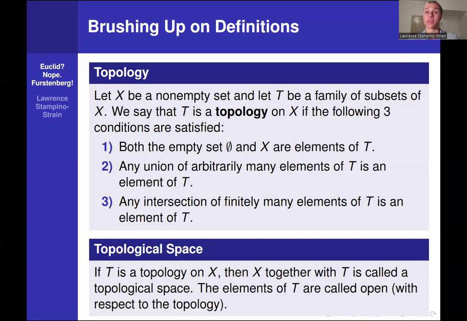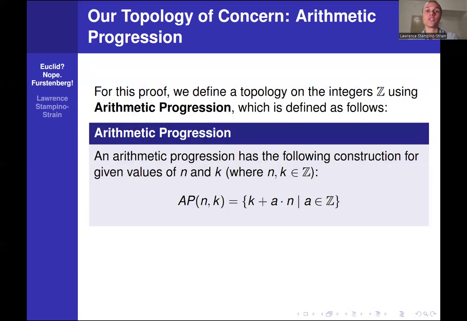And now we can define a topological space. We say that if T is a topology on X, then X together with T is called a topological space. It's also important to note that the elements of T are called open with respect to the topology. All right, so with this in mind, let's get started with the ideas we're going to be working with. Our topology of concern is going to regard something called the arithmetic progression.